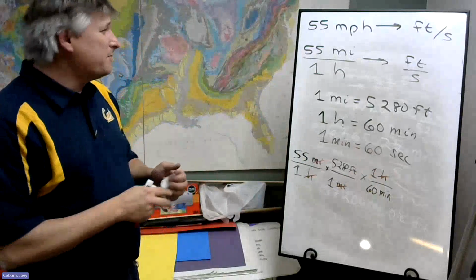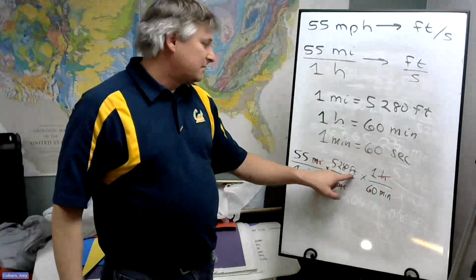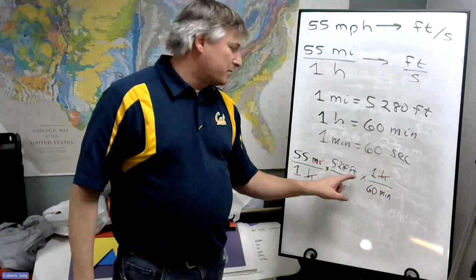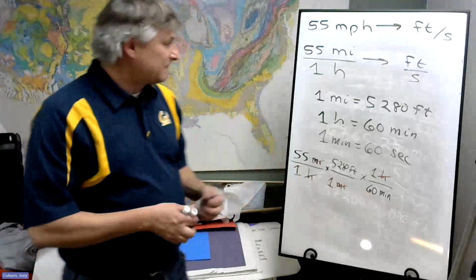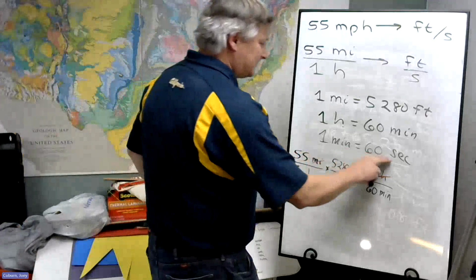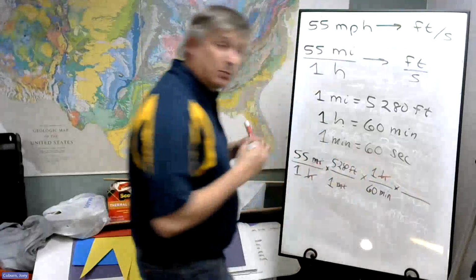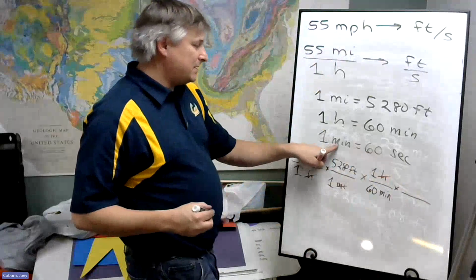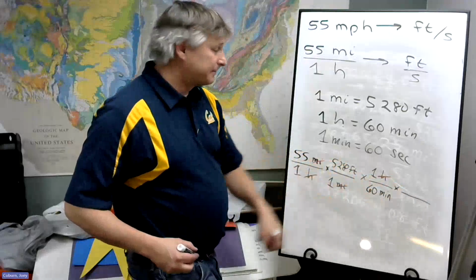We're on the right track. And notice we've improved things. We've gone from miles per hour to feet and minutes. These are the two that remain. But we need to turn minutes into seconds. 1 minute is 60 seconds. And again, we need to guarantee that minutes will cancel. Well, that'll only happen if the minutes are on top because the minutes are on the bottom here.